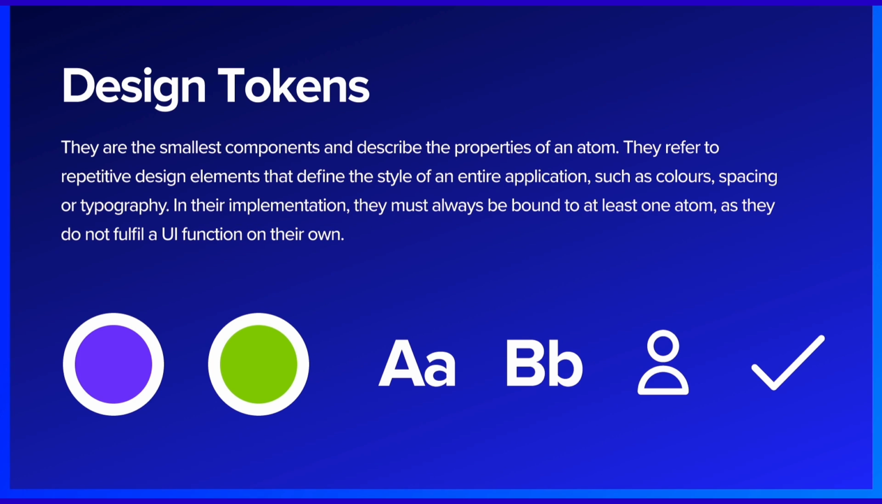Now, it starts with design tokens. Now, these are the smallest components and they describe the properties of an atom, which is going to be a concept that we're going to discuss in just a moment. They refer to repetitive design elements that define the style of an entire application, such as colors, spacing, typography, icons, and so on and so forth. In their implementation, they must always be bound to at least one atom, which is going to be the premise for this entire structure, as they do not fulfill a UI function on their own.